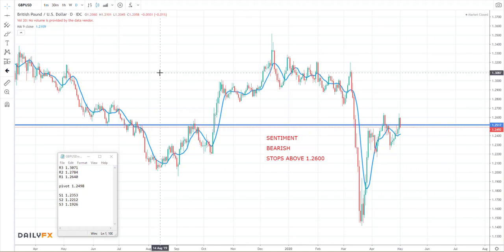I also have our weekly pivot points pulled up. We're going to talk about those in a moment. But my sentiment overall was bearish, with stops above the $1.26 mark. What I mean by stops above is if in the next few days prices close above the $1.26 mark, then my sentiment won't be bearish anymore.